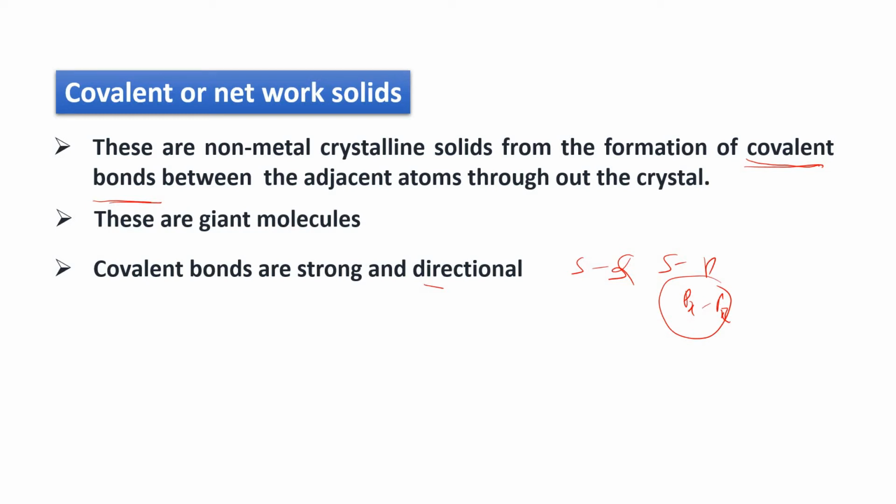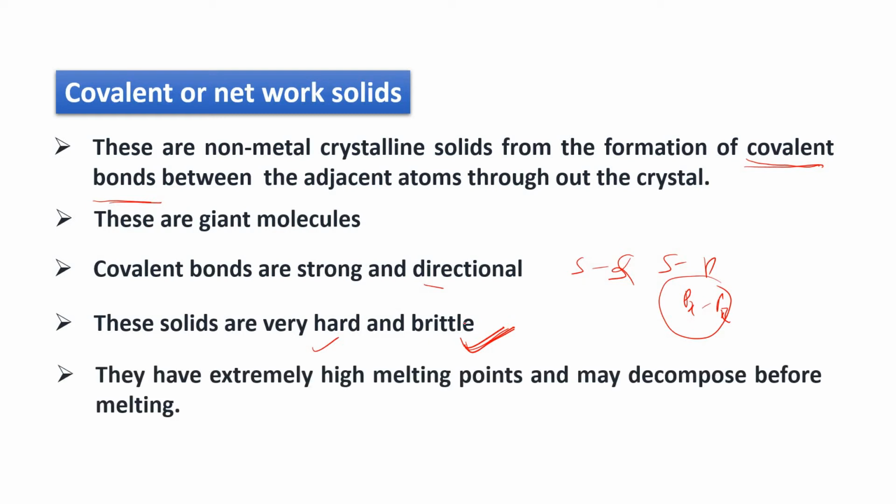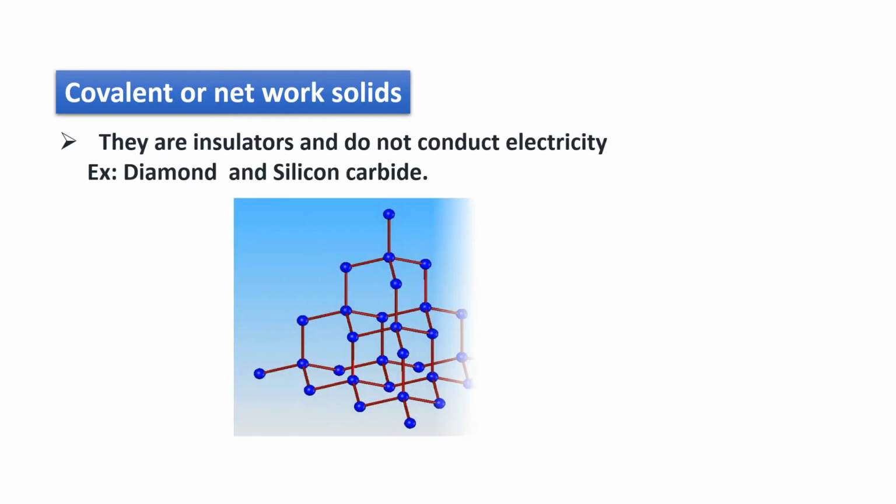Next, these solids are very hard because of strong bonding. Definitely they are very hard and also they have some brittle nature. Graphite has some brittle nature; we can easily break that one. They have extremely high melting points because of strong covalent bonds, and may decompose before melting also. They undergo decomposition because they are less stable at their melting points. They are insulators because they don't have any free electrons. So generally they are insulators, they do not conduct electricity.